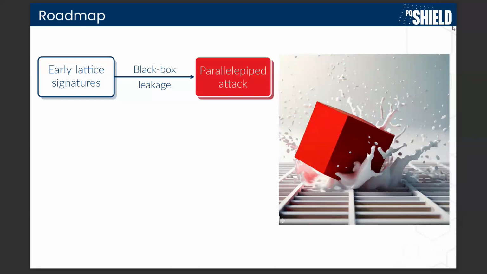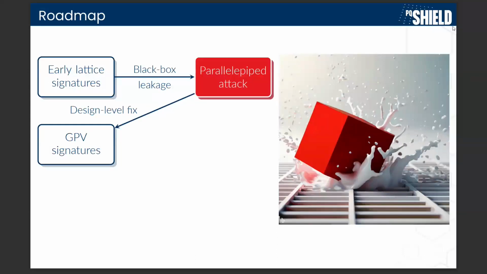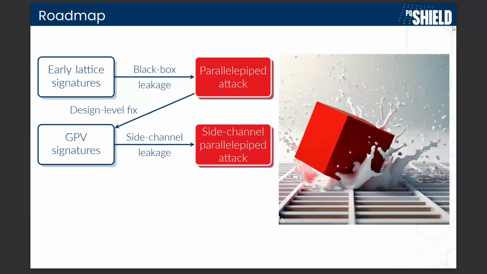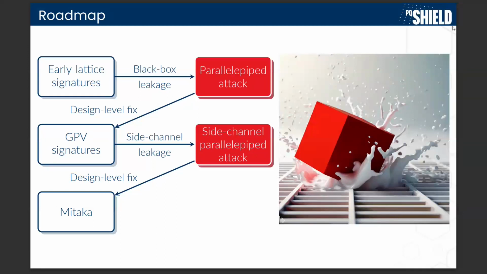So due to leakage in the signing procedure, these early schemes were broken. I'll say more about that. Then in 2008, there was a fix at the design level, allowing for an actual proof of security in the random oracle model due to Gentry, Peikert, and Vaikuntanathan. If you then consider side channel leakage, so going beyond the black box model and consider side channels during the signing procedure, these schemes can again be attacked using information gained from the side channel. And then last year, another design level fix was proposed in this work Mitaka from Eurocrypt 22.